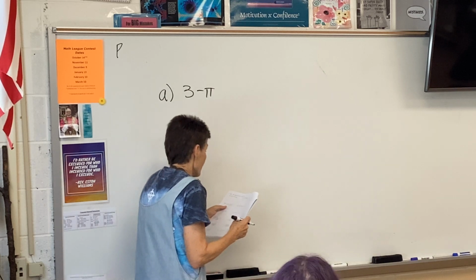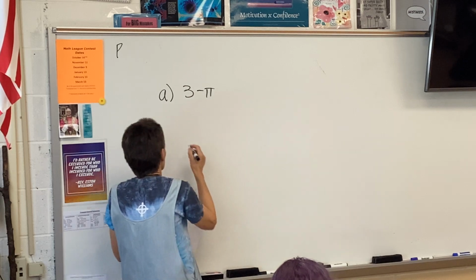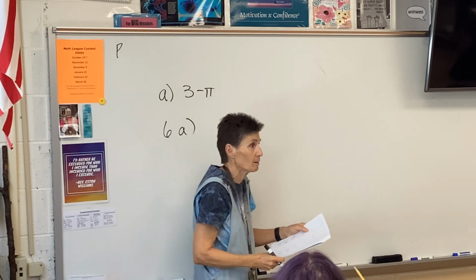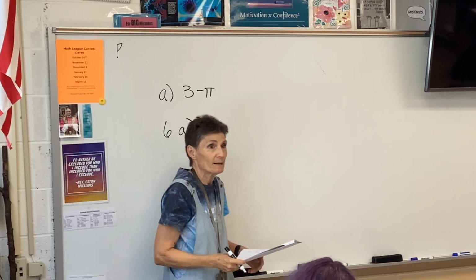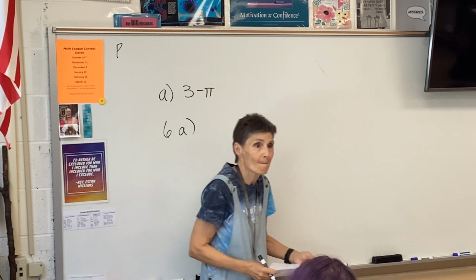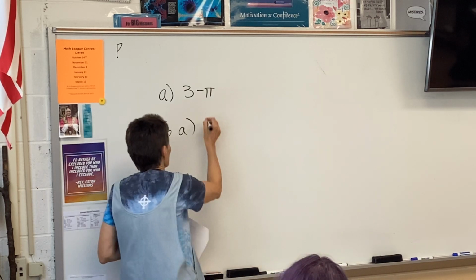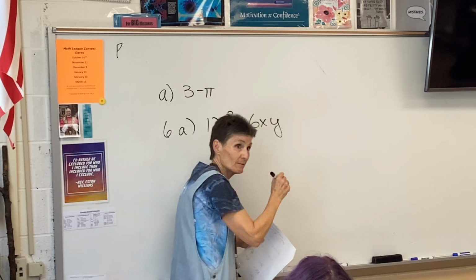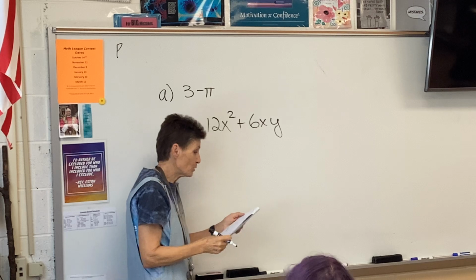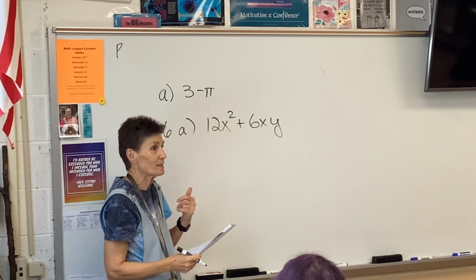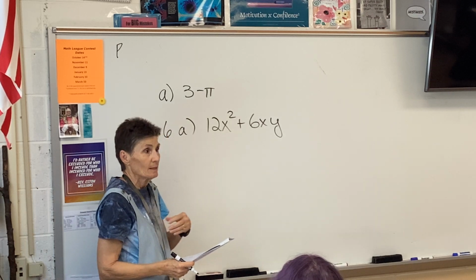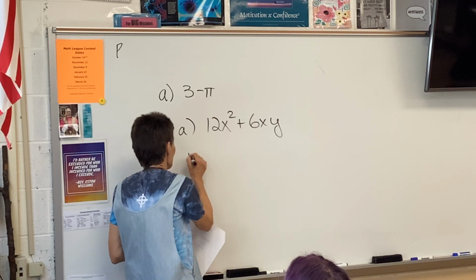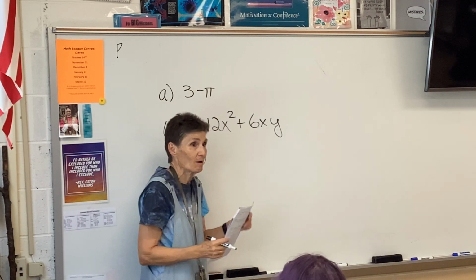Okay. Number 6. Did anybody get 6A? Tell me what you got, and we'll talk about whether it's right or not. Anybody got it? Simone? 12x squared plus 6xy. Did I write it right? Okay. What do the rest of us think, class? Do we think she knows what she's doing? I see some thumbs up. That's perfect. Very good, Simone. Now, what about B?